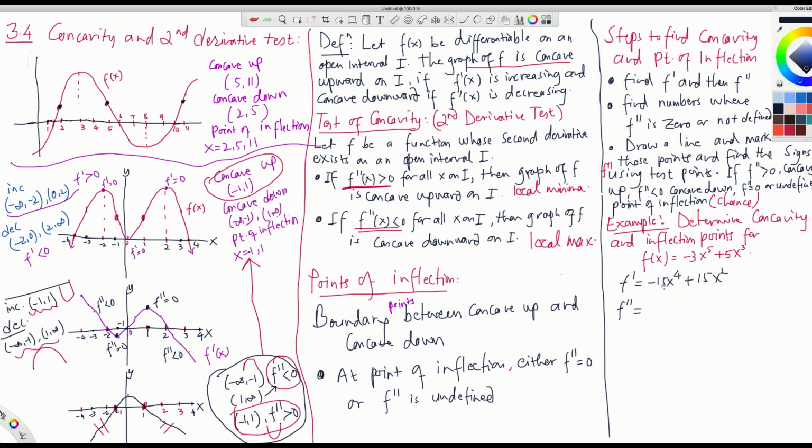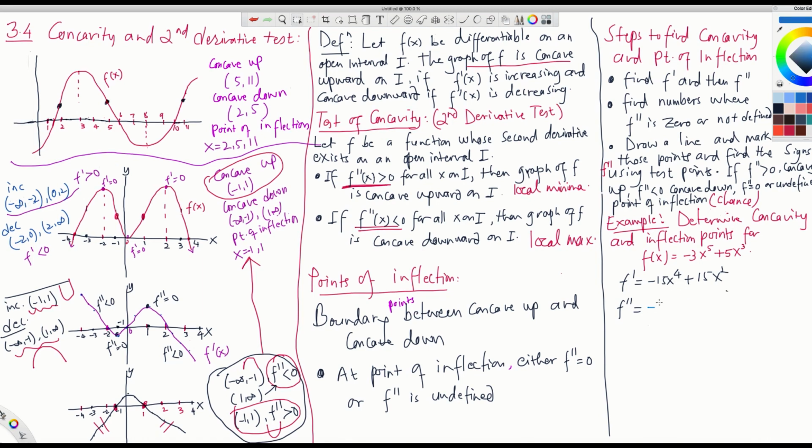Let me find f double prime. So find the derivative of that: negative 60x cubed plus 30x, right? Now set that equal to 0, because there is no point where f double prime is not defined. This is just a polynomial function, so it is defined everywhere. Now I want to solve for x. Let's factor out negative 30x. Whenever you take out negative 30x, what is left is 2x squared minus 1 equals 0, right?